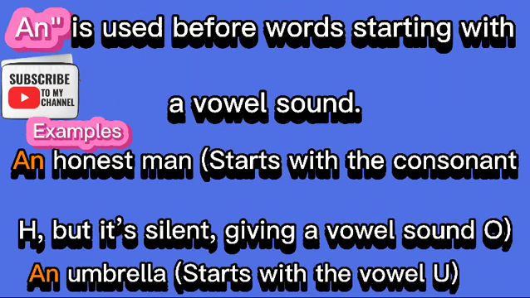An is used before words starting with a vowel sound. An honest man starts with the consonant H but it's silent, giving a vowel sound O. An umbrella starts with the vowel U.